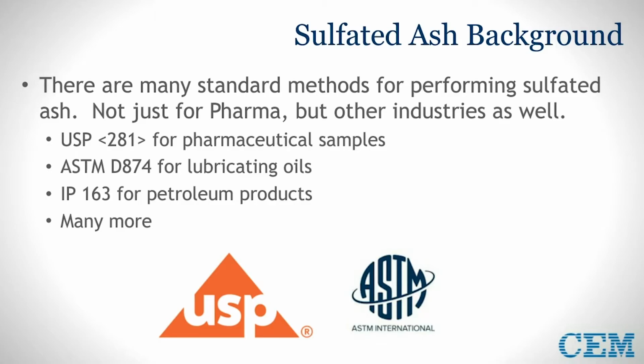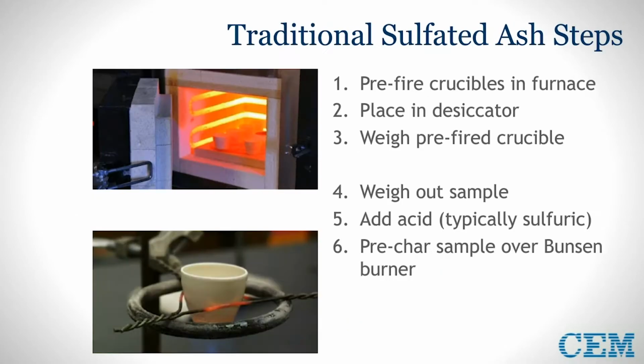First, let's take a look at what the traditional steps are to perform a sulfated ash analysis. Similar to any ash analysis, you would start by pre-firing your crucibles in a furnace. This is to drive off any residual moisture. Then you would place that fired crucible into a desiccator to cool and dry. Once that crucible is cool and dry, you'll weigh it to get the tare weight of the crucible.